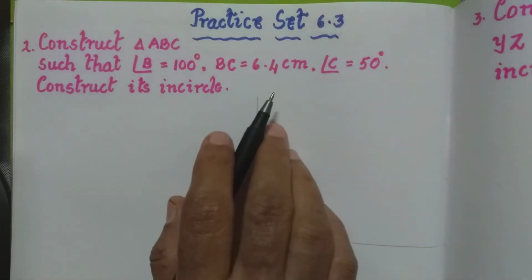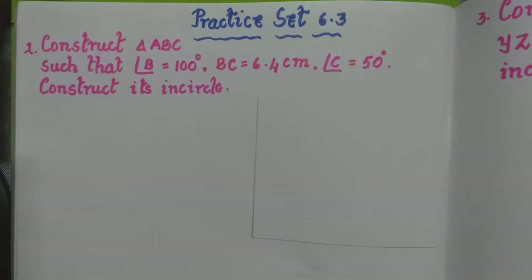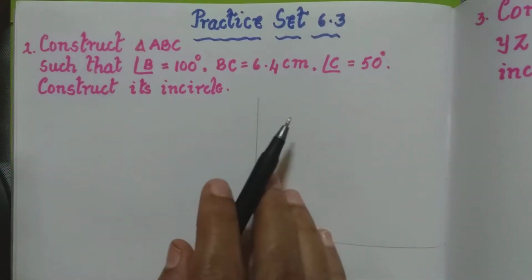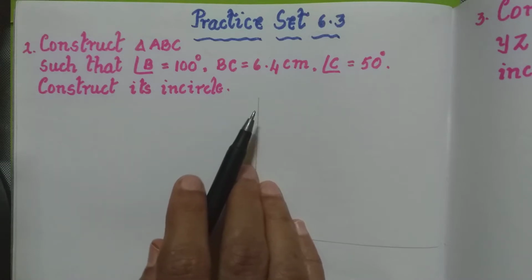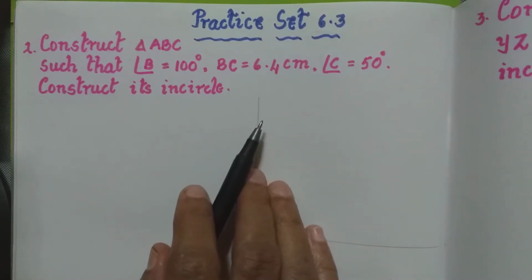We go to practice set 6.3. Now in practice set 6.3 we have all constructions. So the two constructions which we have under consideration here are incircle and circumcircle.